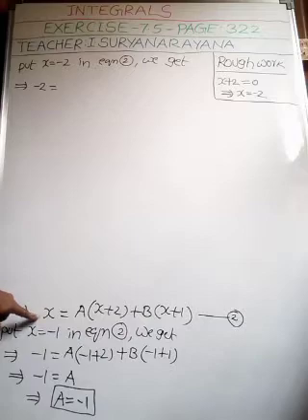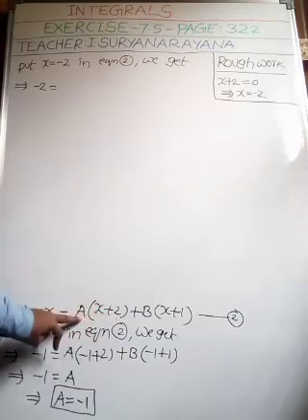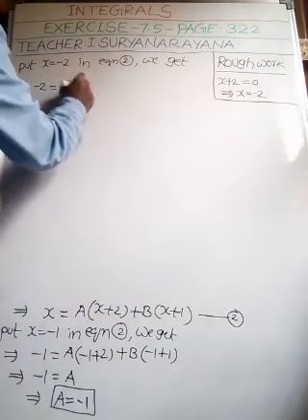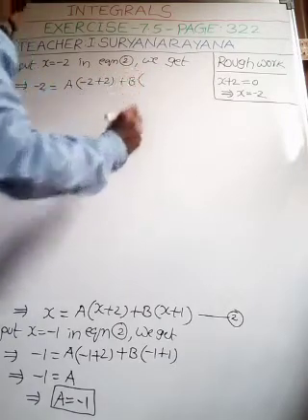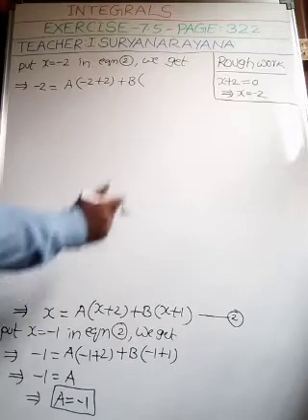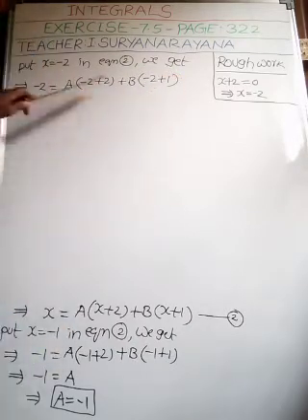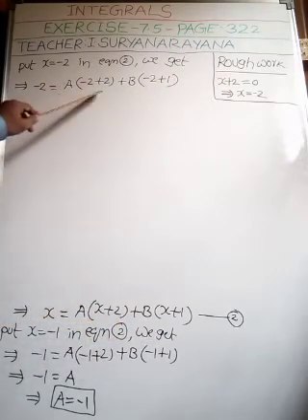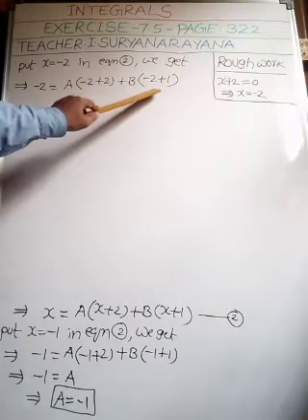This implies, here in LHS x is there, so minus 2 is equal to, what is the first term? a into x plus 2. So, a into minus 2 plus 2, plus b into minus 2 plus 1. Understood this step, my children? In this equation 2, we substituted x is equal to minus 2. Then we got this step. Understood this step, my children?